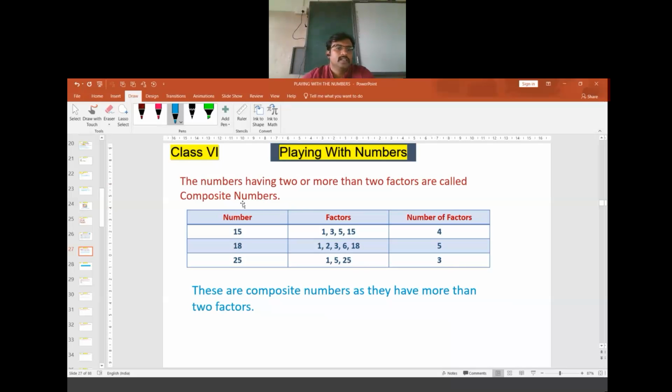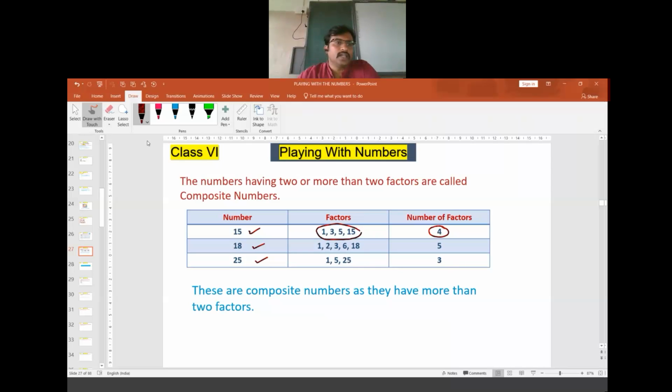Here is an example. 15 is a composite number, 18 is a composite number, 25 is a composite number. The reason is they have more than 2 factors. 1, 3, 5, 15 are the factors of 15. They are 4 in number. There are 4 factors of 15. Likewise, there are 6 factors of 18, and 3 factors of 25. So all these numbers are composite numbers. They have more than 2 factors.